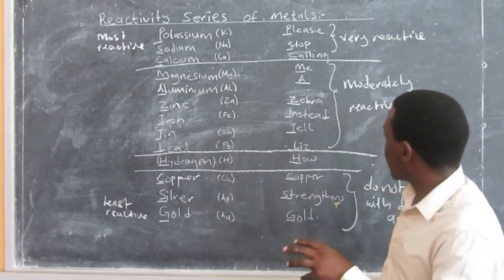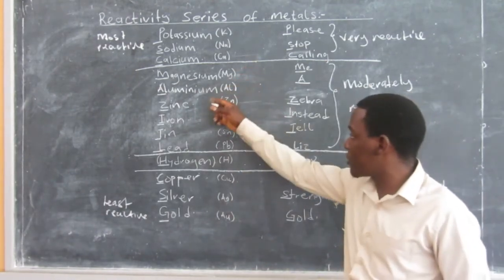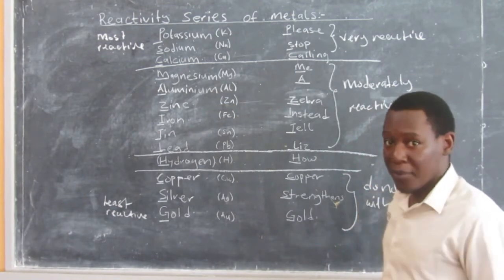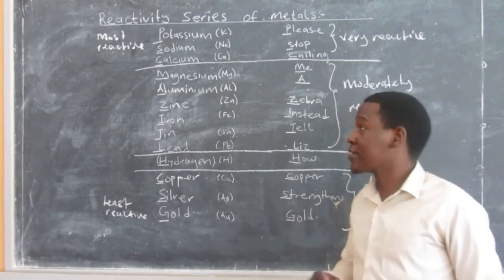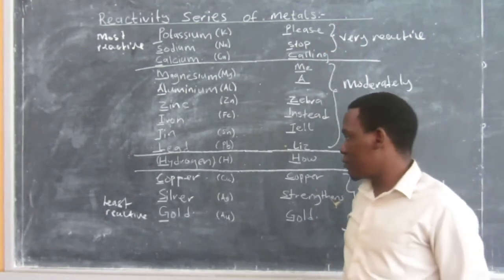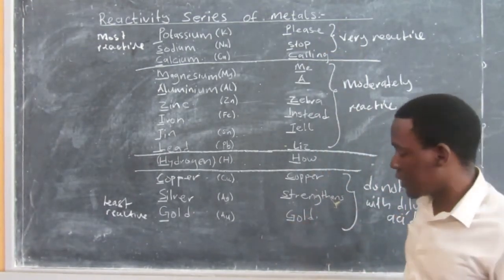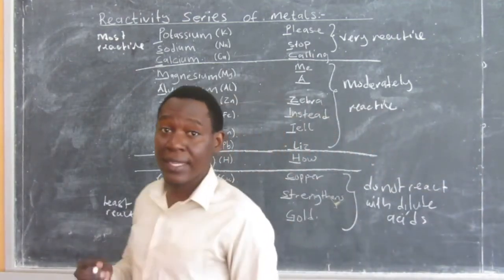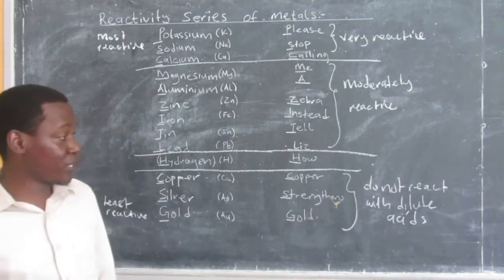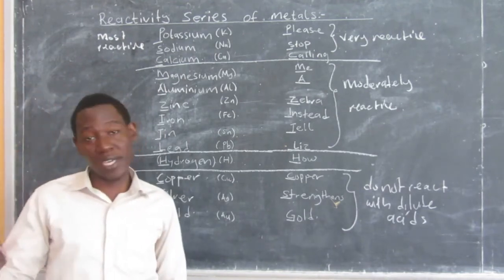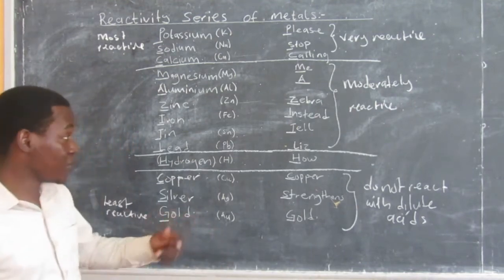Whereas the next group of elements, which is magnesium, aluminium, zinc, iron, tin, and lead, their reaction is moderate. They are reactive, but they are not as fast as the first three elements. Then the last group of elements, which is copper, silver, and gold, are least reactive. In simple terms, they can't react with dilute acids to produce hydrogen. Reason being, they are below hydrogen and they can't displace hydrogen in their chemical series.